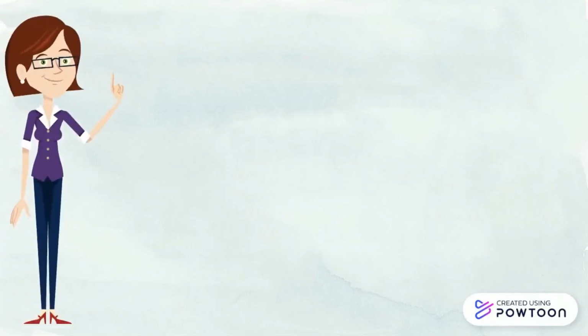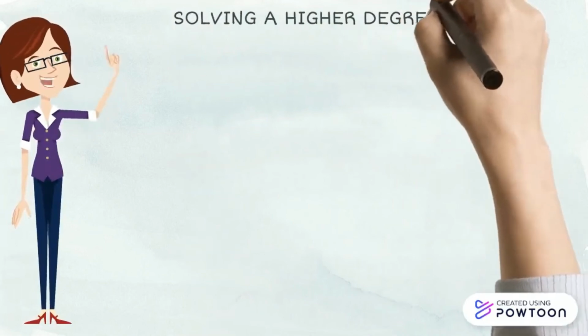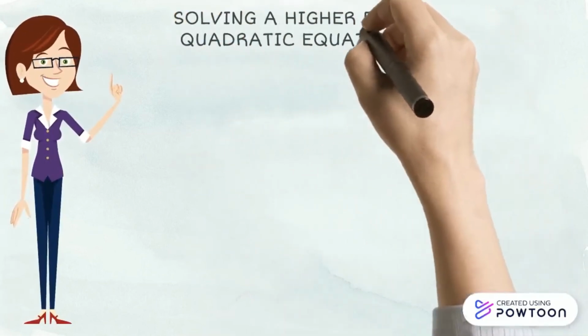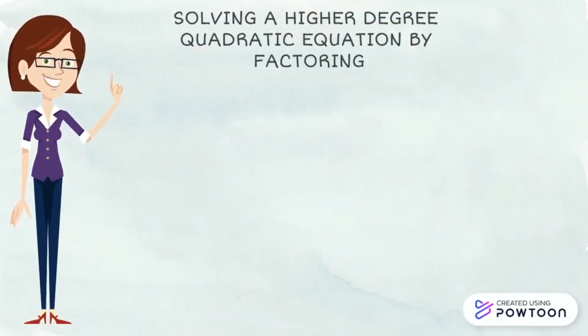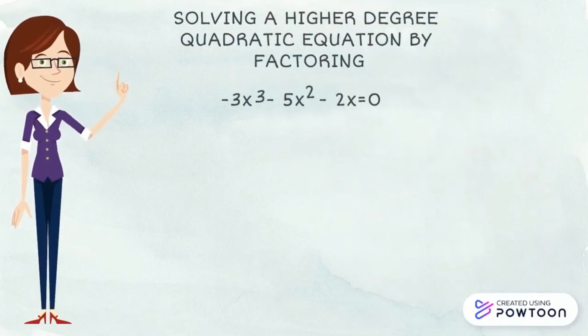The last example is solving a higher degree quadratic equation by factoring. Solve the equation by factoring of negative 3x cubed minus 5x squared minus 2x equals 0. This equation does not look like a quadratic, as the highest power is 3, not 2. Recall that the first thing we want to do in solving any equation is to factor out the GCF, if one exists, and it does here. We can factor out negative x from all of the terms and then proceed with grouping.